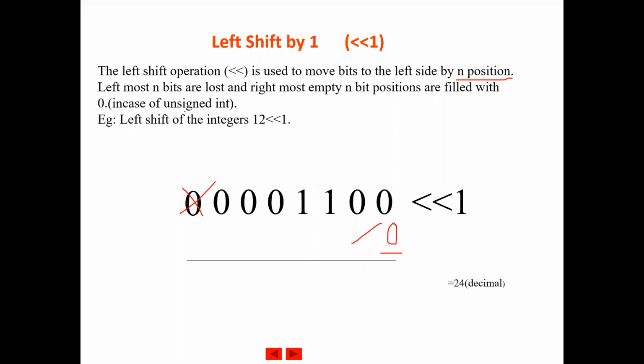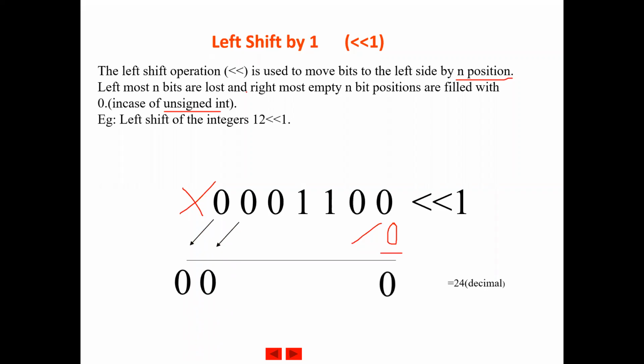All this we are considering in the case of unsigned integer. You know the meaning of 1 in the most significant bit, so we are considering only unsigned integer. Got it? So left shift by 1, we will be shifting the n bits from the left side, and then the empty location on the right side will be filled with 0.